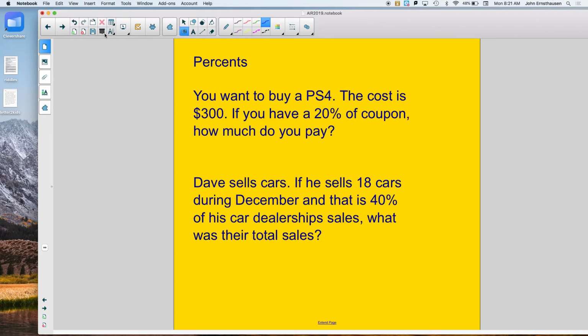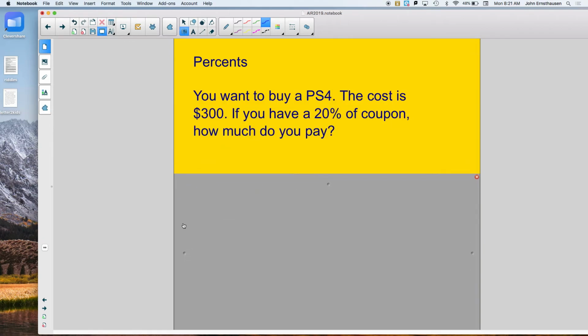We're going to do one of these. You want to buy a PS4. That's so old, this question. PS5s now, right? Yeah? Okay. The cost is $300. If you have a 20% off coupon, we did a few of these. How do you find 20% of 300? I always get candy for this. What do we do? That's right. What do you do, Caleb? What are you going to multiply? Okay, so what do we turn the 20% into, Caleb?